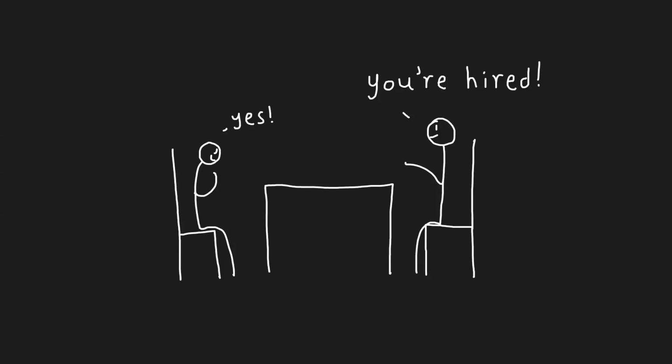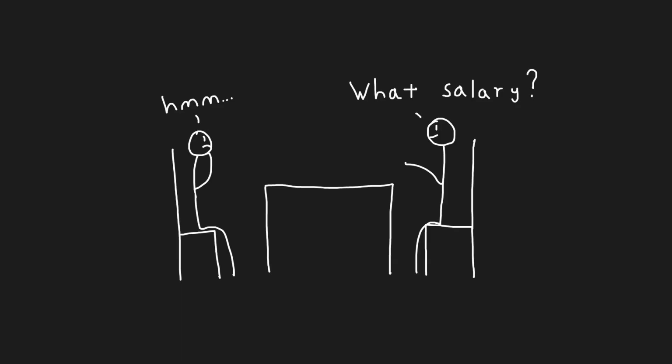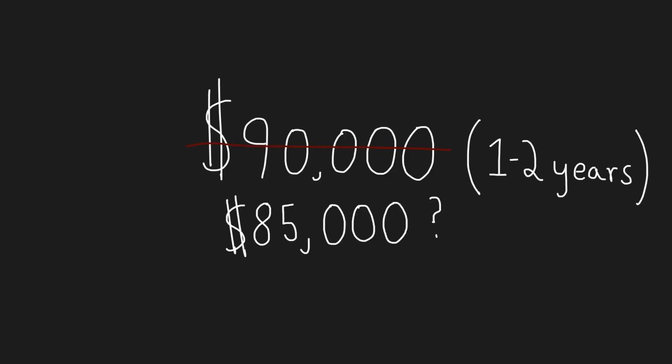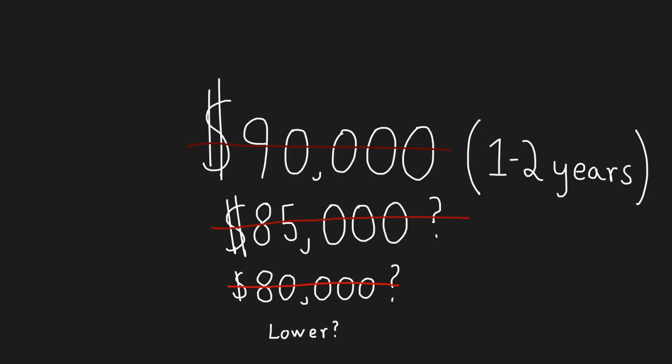Imagine you got a job offer at your dream company. During negotiations, they ask you, what is your expected salary? For that position, the average salary is about $90,000, but that is usually 1 to 2 years in. When putting in your offer, should you go to 85,000, 80,000, maybe even lower?